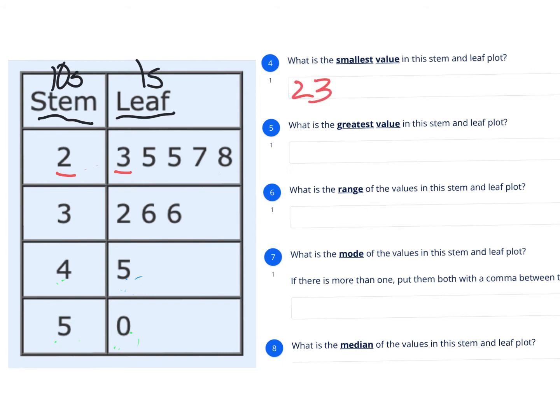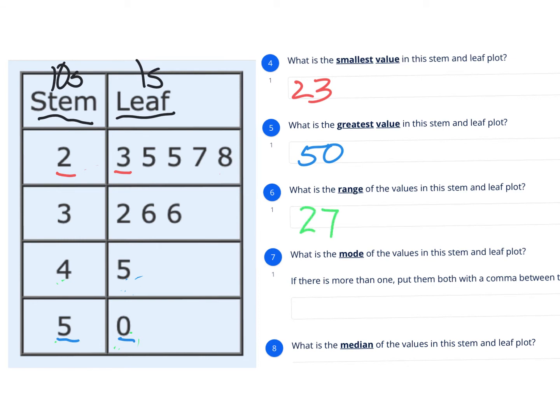Now the next question might say, what is the biggest number or the greatest value? That's always going to be the last one. So this one would be 50. Now range, guys, we've been doing range all year long. Range is the biggest number minus the smallest number. So in this case, you would take 50 minus 23. You can use your calculators for that, and you'd see that it equals 27.